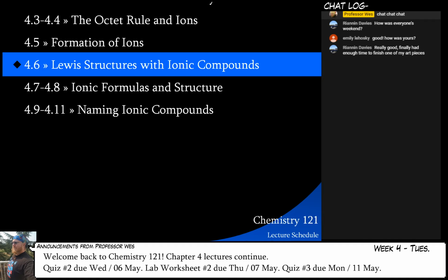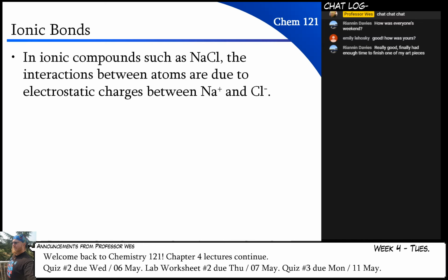We're going to build upon that today to make ionic compounds in more detail. So the first thing we want to talk about is that we know that ionic bonds form when you have a positively charged ion and a negatively charged ion next to each other, and they attract, and that makes your ionic bond.